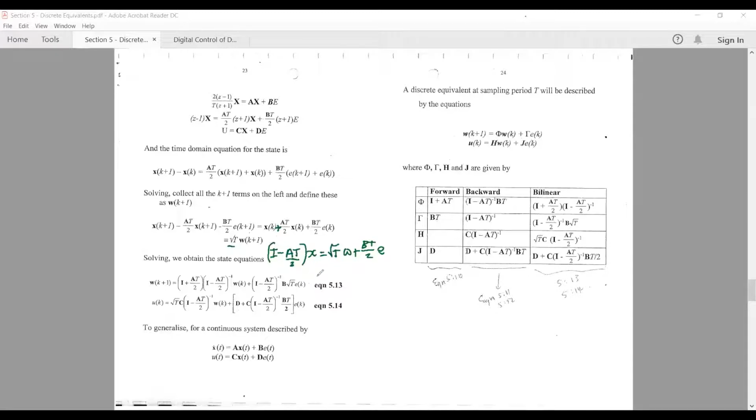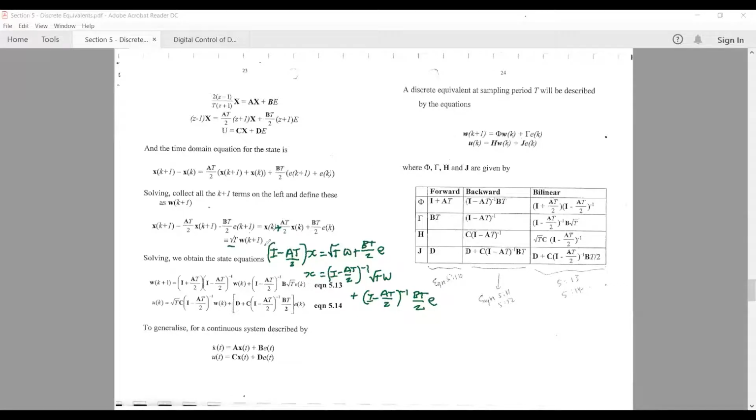Now x will be equal to, you take the inverse of this, so we multiply the other side with the inverse of this, so this will be I minus AT over 2 whole thing inverse times root T times w plus I minus AT over 2 inverse times BT over 2 times e. So now x is this whole thing.